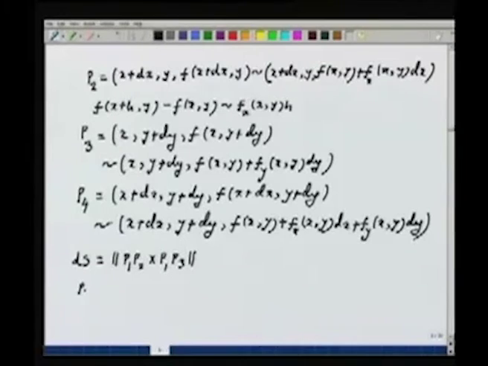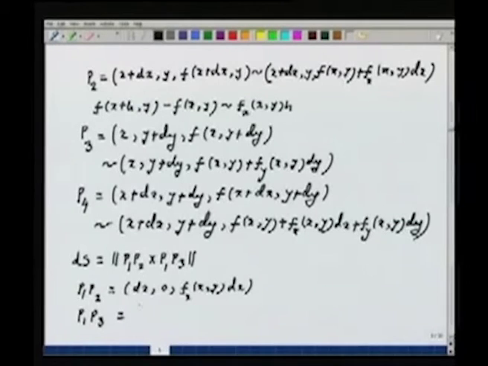Now what is P1P2 in question? Well, P1P2, if I write down, that is (dx, 0, fx at (x,y) dx). It is just P2 minus P1. And then P1P3, that is (0, dy, fy at (x,y) dy). Okay. And then dS I can calculate.